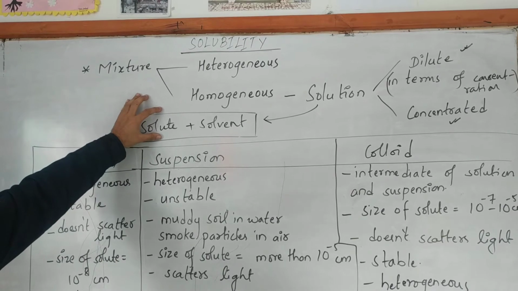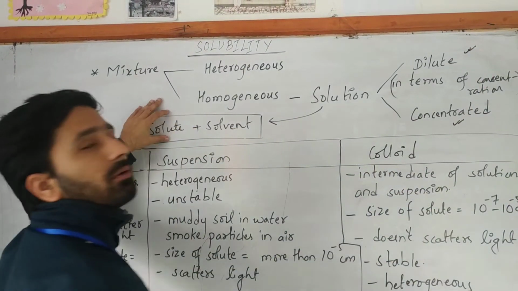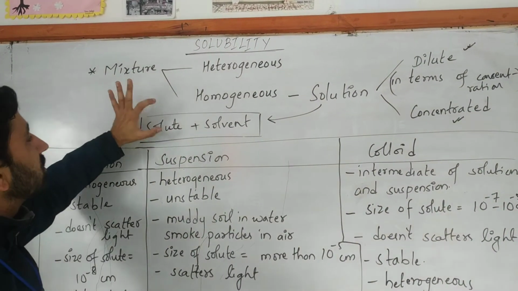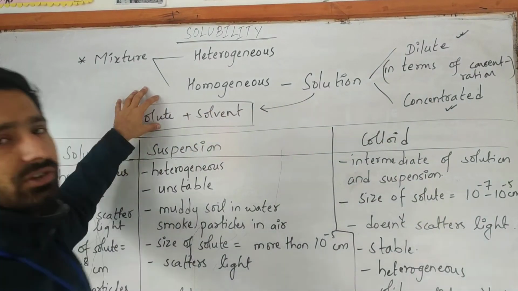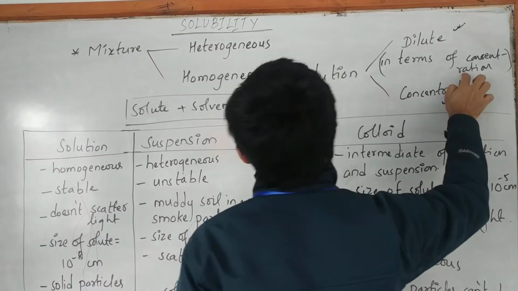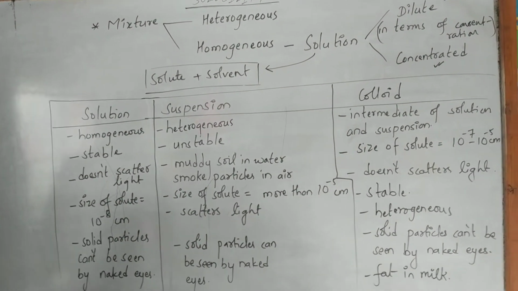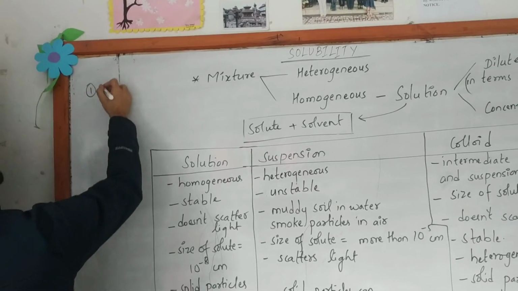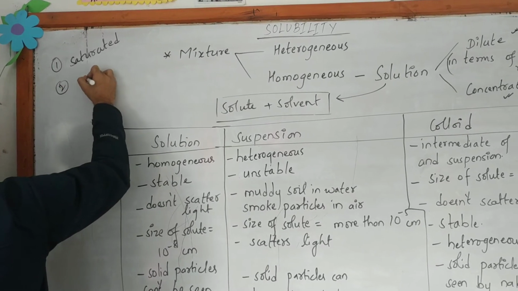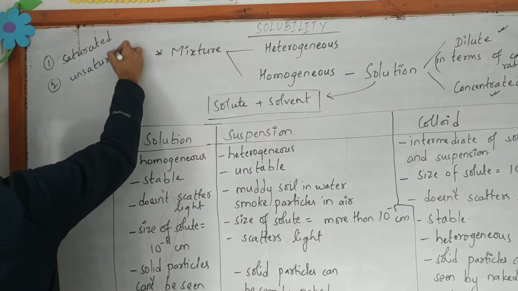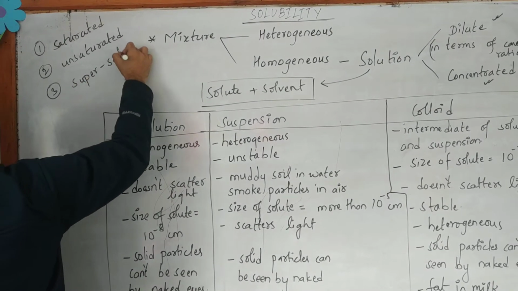If the amount of solute is less, then the solution formed is a dilute solution. If the amount of solute is higher, more, then it is termed as a concentrated solution. That is in terms of concentration of solute. Furthermore, solutions are of other three types also. The first one is saturated, the second one is unsaturated, and the third one is supersaturated.